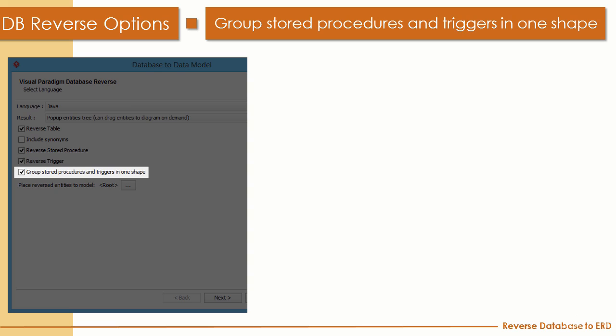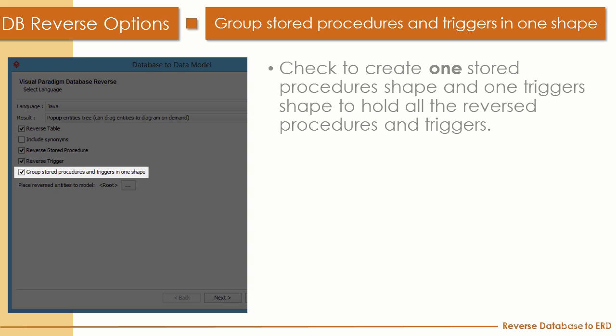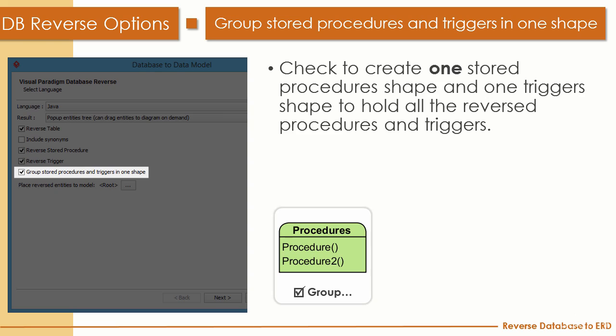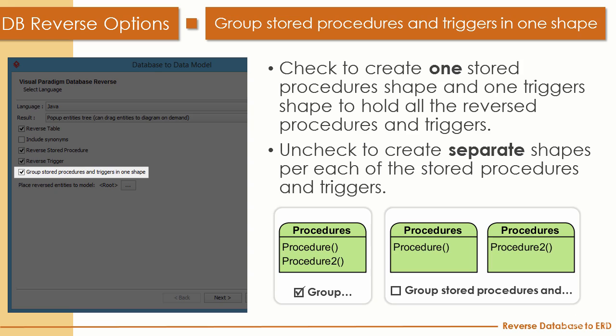This option is about how to treat the stored procedures and the triggers after we reverse. If you tick this box, which is ticked by default, then we will create a procedure shape and put all the procedures inside a single shape. It's just like grouping all the procedures in a single shape, which is easier to manage. Or you can uncheck it, then we will create a shape for each procedure. Then you have plenty of flexibility to drag and drop them anywhere. And this option governs both the procedures and triggers.